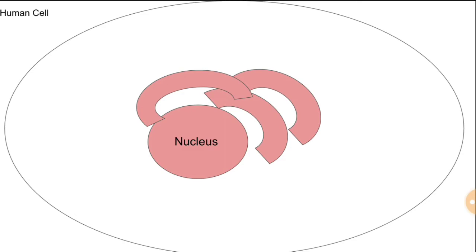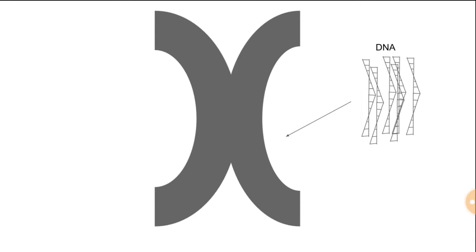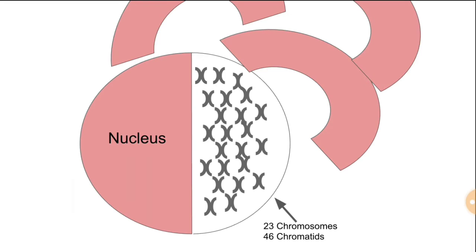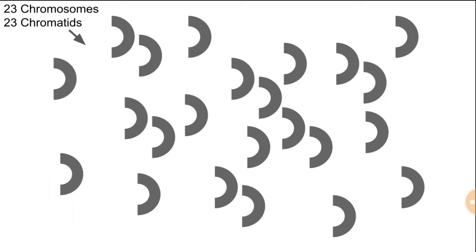In any human body cell, there are 23 chromosomes inside the nucleus. What is a chromosome? A chromosome is just a bundle of DNA. Each half of a chromosome is called a chromatid. So, inside every cell, there are 23 chromosomes and 46 chromatids. Every cell except sperm and egg cells. They still have 23 chromosomes, but each one only has one chromatid. So, inside sperm and egg cells, there are 23 chromosomes and 23 chromatids.